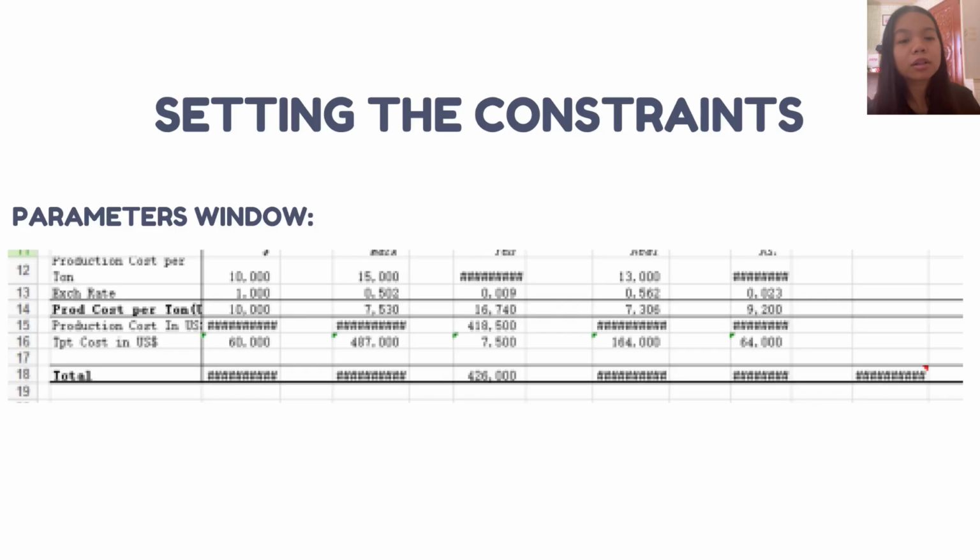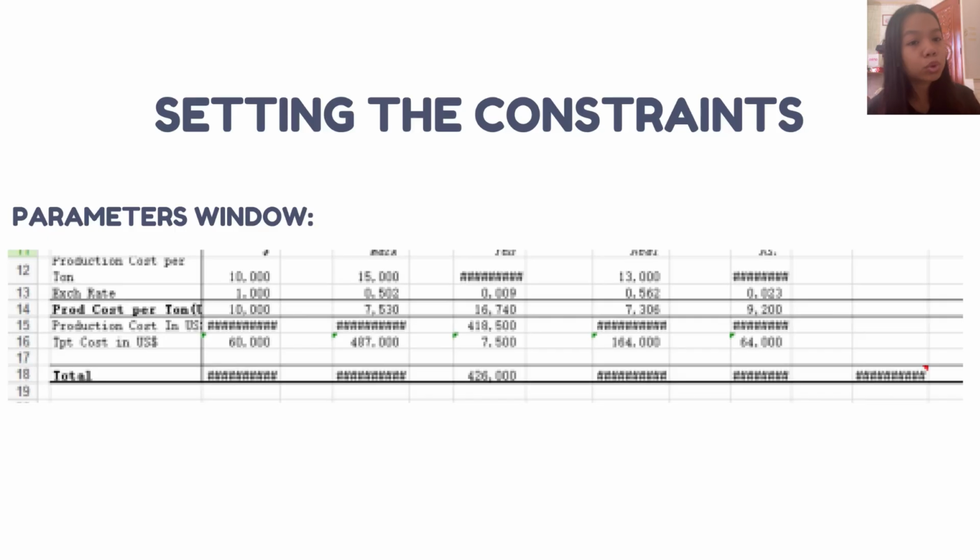This is the technical modeling, this is the setup. Our objective function is the total system cost cell, set to minimize. Our decision variables are the shipment blocks. We have 3 main constraint sets. First is supply must not exceed capacity.